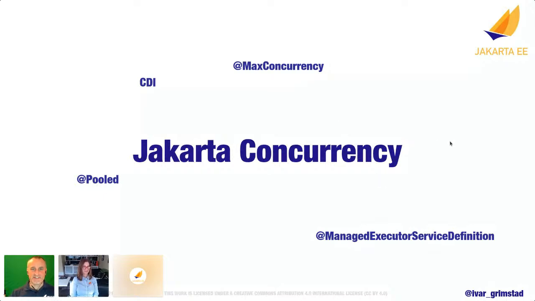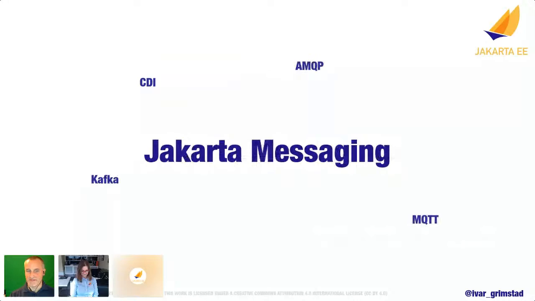So Concurrency is looking at some CDI alignment here and there, and some convenience annotations that can be useful. Messaging is also going to continue the CDI alignment that was started, and adding some other protocols to support, such as Kafka, AMQP, MQTT, that kind of thing.